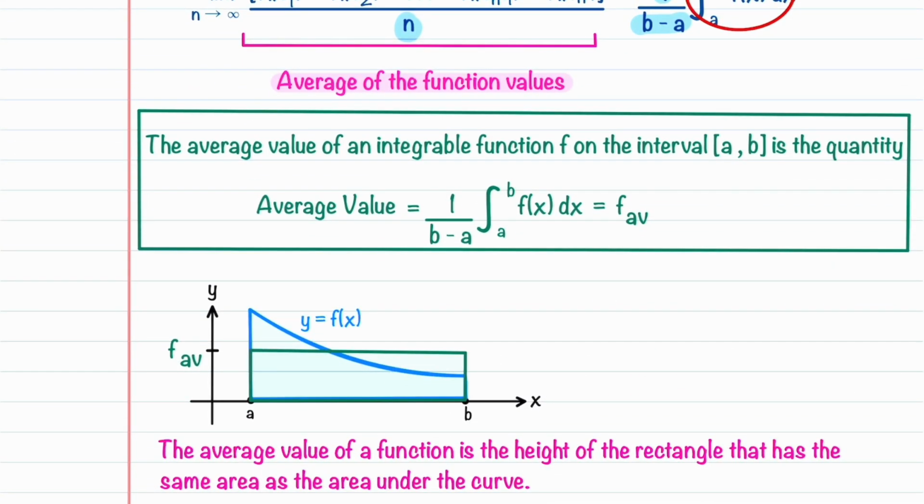Now we can talk about the formula. The average value of an integrable function f on a closed interval from a to b is 1 divided by b minus a times the integral from a to b of our function f of x dx. And we can abbreviate the average value by f sub av. Looking at this graph below, we can see that the average value of our function is just the height of the rectangle that has the same area as the area under the curve y is equal to f of x.